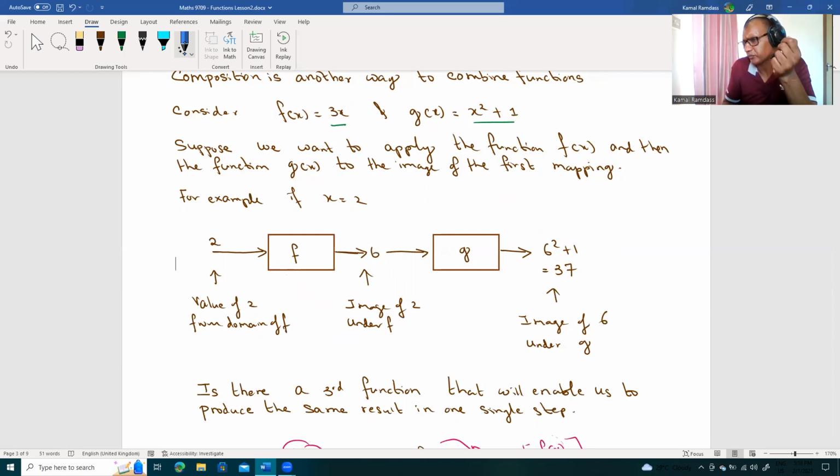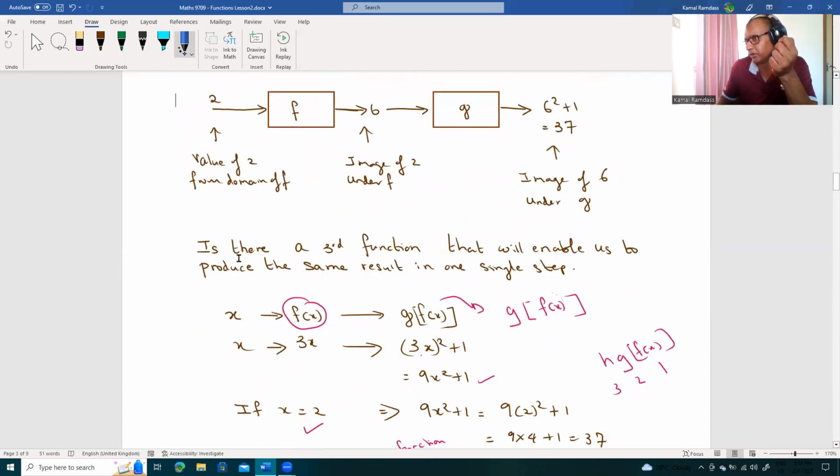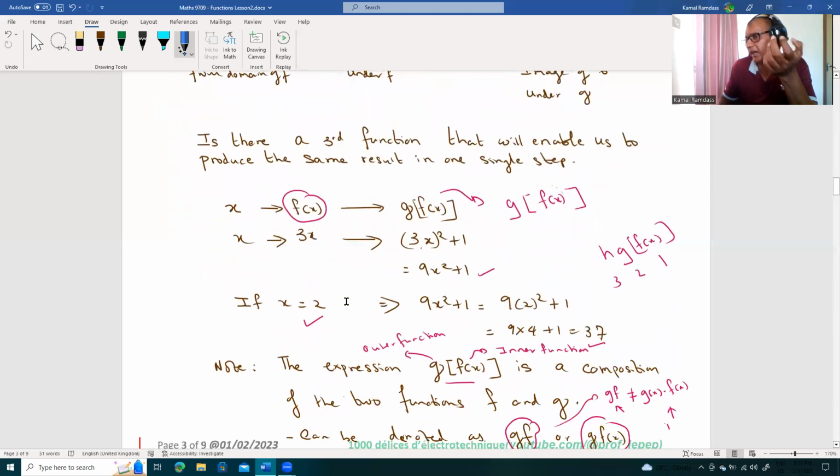OK. Et 6, on le passe in the function box g. Et g fait x squared plus 1. Ça veut dire qu'il prend 6 squared plus 1, vous gagnez 37. Image of 6 under g. Et est-ce qu'il y a une troisième fonction qui évite de passer par two steps, pour gagner ça directement? Et c'est une fonction qu'on appelle the composite function. OK? Et là, x, je passe de f of x, je gagne 3x.